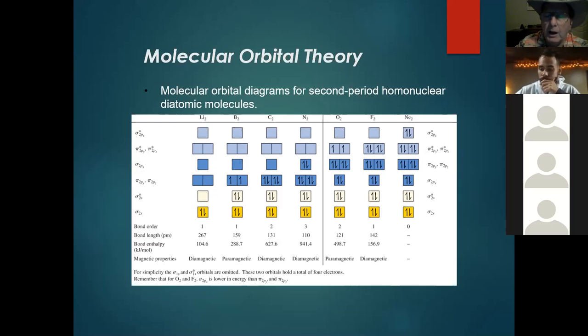Now, I'm going to do my bond order. I have my sigma 1s that's filled with 2 electrons. I have my sigma 2s bonding that's filled with 2 electrons. So I have 4 bonding electrons. I have my sigma 1s antibonding, so I have 2 antibonding electrons. 4 minus 2 over 2 gives me a bond order of 1. This is telling me that Li2 does exist.